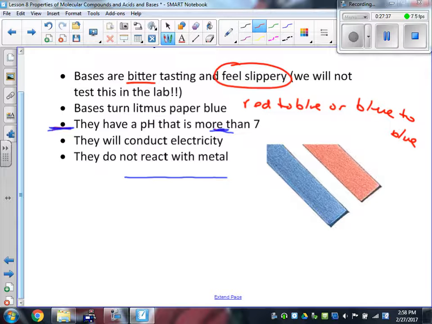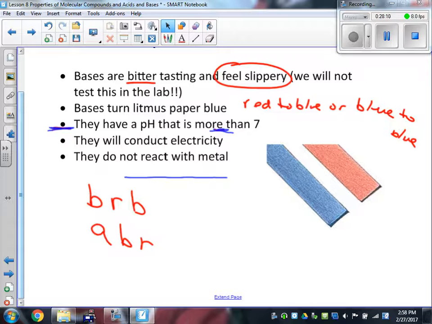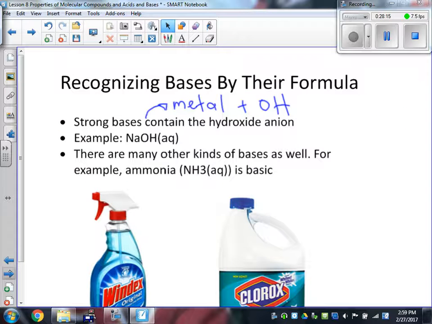And I got an acronym for you. This is how I remember it. Bases turn red litmus blue, or BRB. Be right back. Remember? BRB. Bases turn red litmus blue, and acids do the opposite. So acids turn blue litmus red. Okay? That's how I remember it. So bases, red to blue. Acids turn blue to red. Okay? So that's how I remember those. So BRB, be right back.